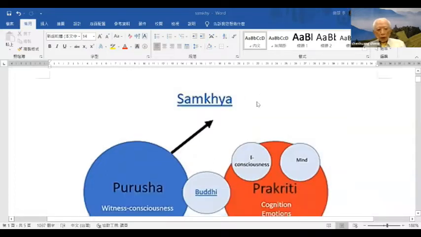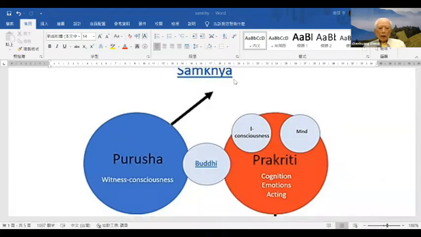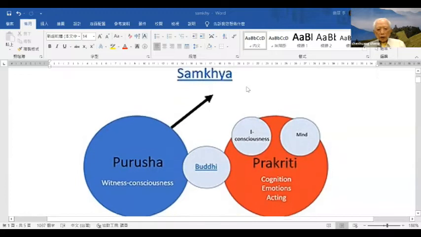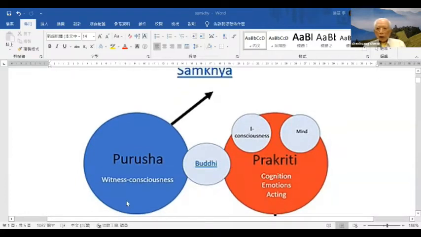Here we can see a diagram. This is the Samkhya. In the Samkhya philosophy, there are two principles. Two principles means all the phenomena, all things come from these two principles. The first principle is called Purusha. Purusha means witness consciousness. It is the spiritual principle.